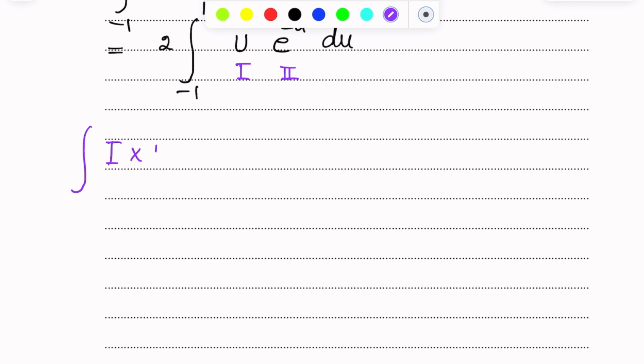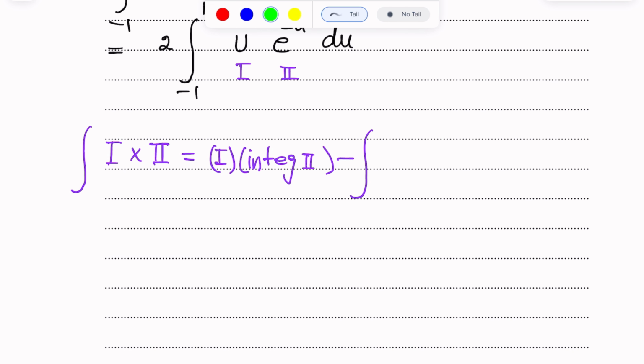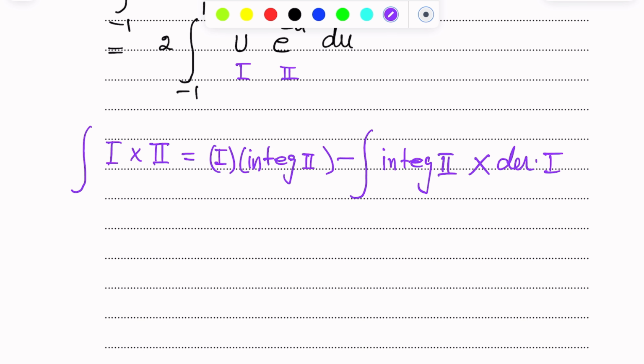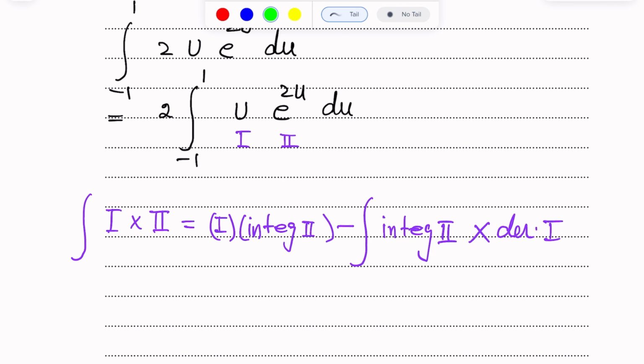Let there be two functions, function 1 and function 2. The integration will be the first function as such into the integration of the second function, minus the integral of the integration of the second function multiplied by the derivative of the first function. We will use this formula of integration by parts.